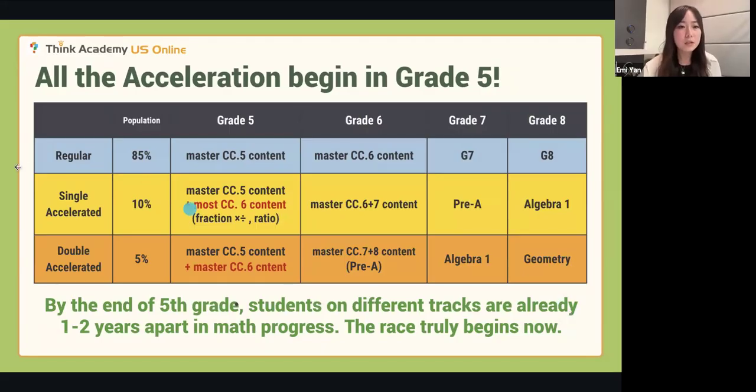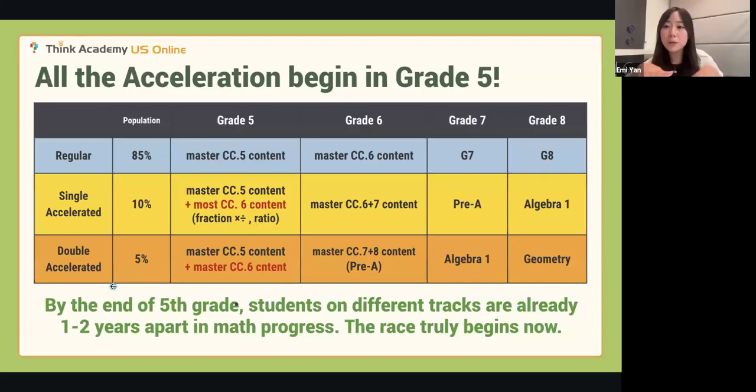All right, so let's take a closer look at the acceleration process, the differentiated tracking process. Usually, in a normal school, most schools have three different types of tracks. One is the regular, one is single accelerated, and one is double accelerated. I also have the information about the population for each track. The regular track has about 85% of all the students, single accelerated is 10%, and double accelerated is 5%. So as you can see here, only the top 15% can get to the accelerated track.